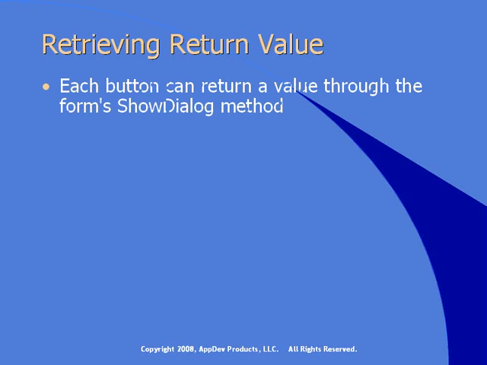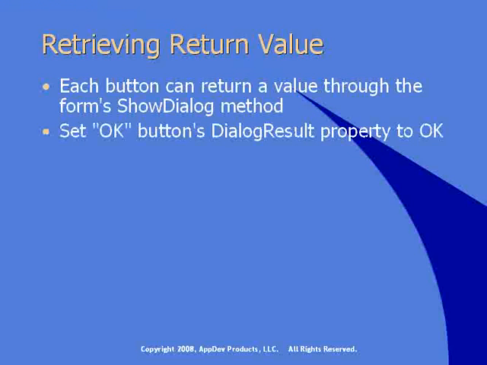We need to be able to retrieve the return value. That is, whoever loaded this form wants to know, did the user click OK or cancel? Well, you need to tell each button, the OK button and the cancel button, what they should return if they're clicked. Each button can return a value through the form's showDialog method. Up to now, we've only looked at the show method, which loaded the form in a non-modal way. The showDialog method of the form loads it modally so that it retains the focus until you close it or hide it. So, the showDialog method will return whatever value of the button you clicked.